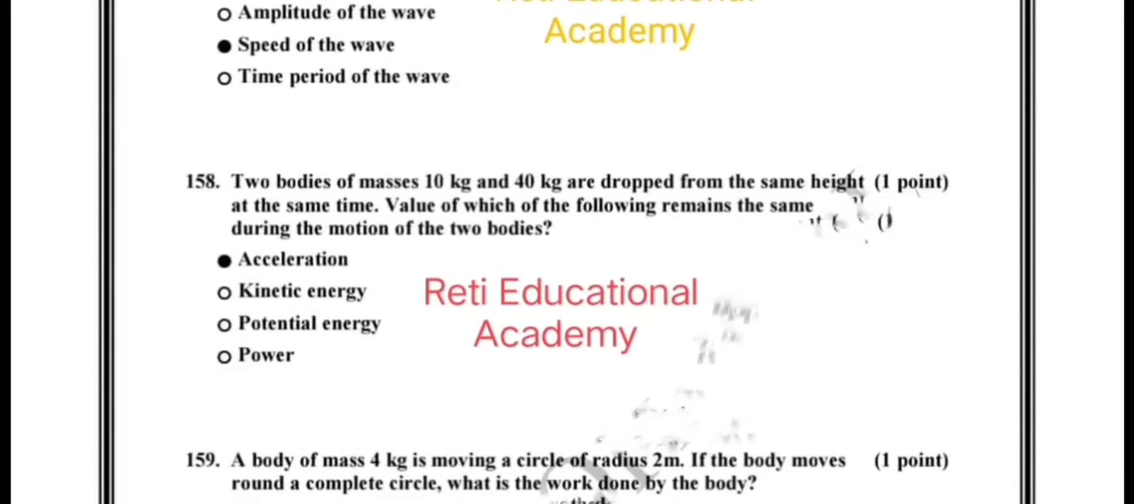Question number 158. Two bodies of masses 10 kg and 40 kg are dropped from the same height at the same time. Value of which of the following remains the same during the motion of the two bodies? And the correct option is value of the acceleration will remain the same.